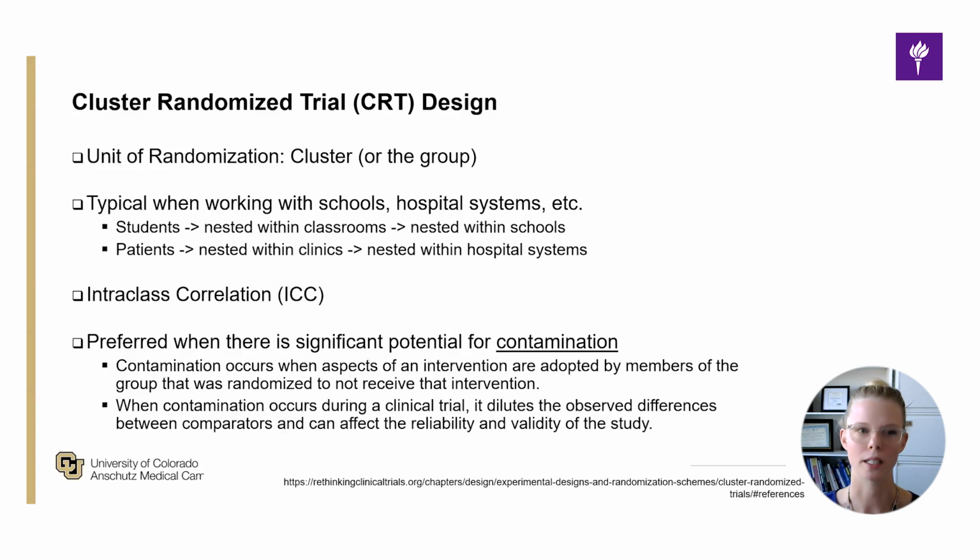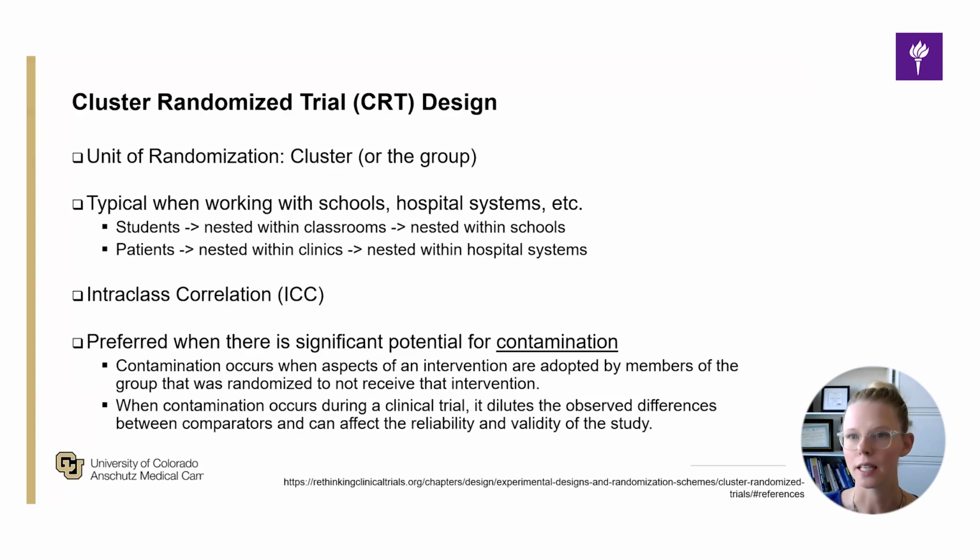And this is really typical when you're working with schools or hospital systems. So when you have students that are nested within classrooms rather than nested within schools. And in these designs, you have to account for an inter-class correlation, which means that the people who are grouped together are going to look more similar than other people who are not in that group. So for example, with the school setting, students nested within a classroom are going to look more similar to each other than students nested within a separate classroom.